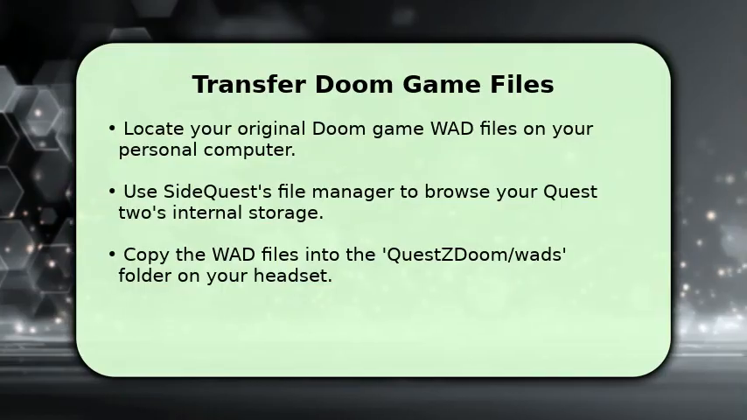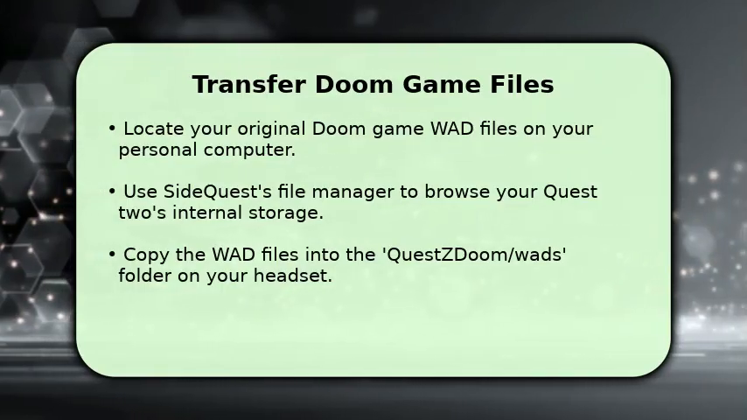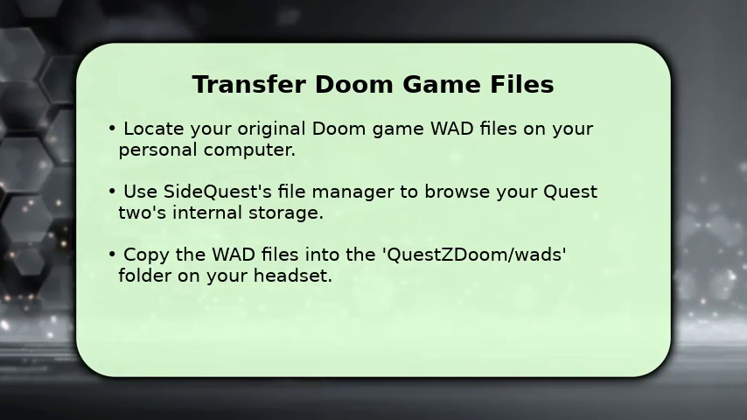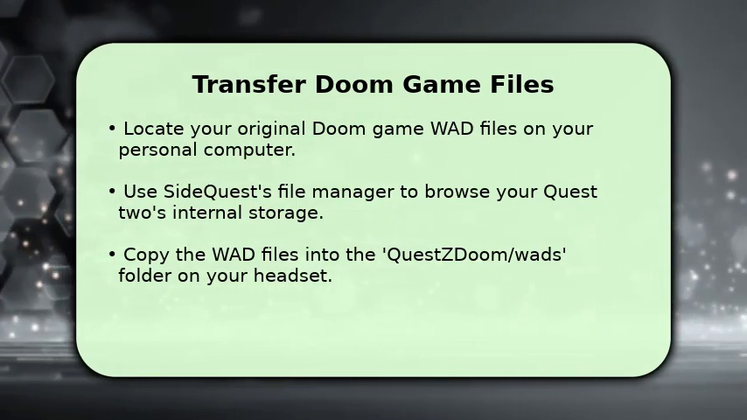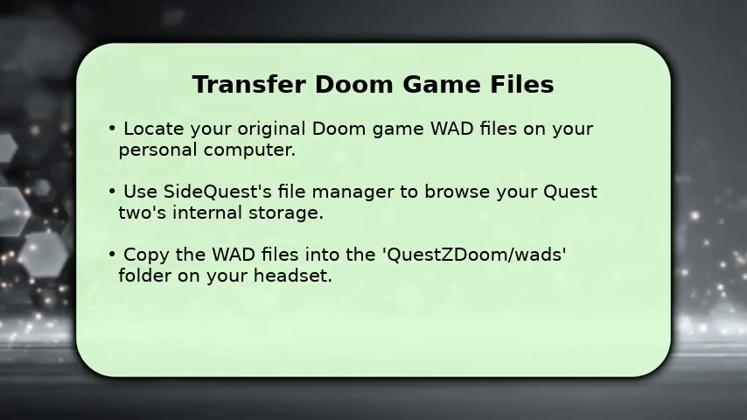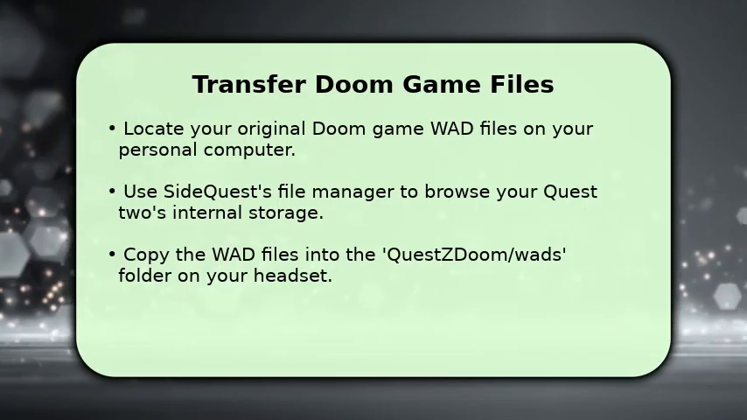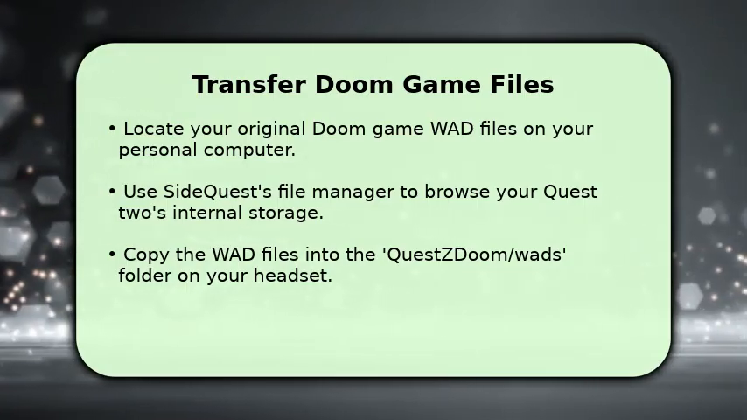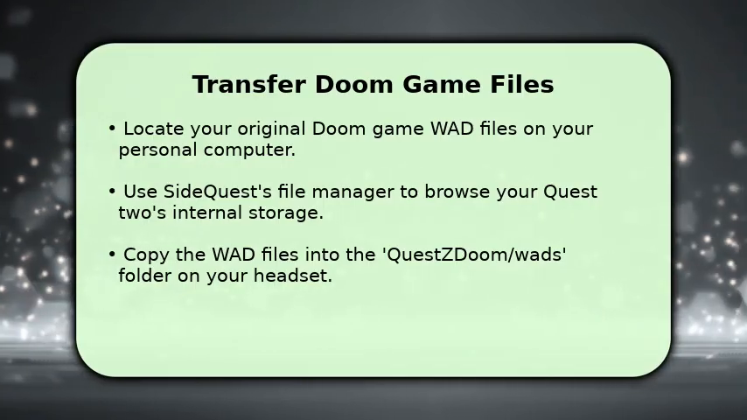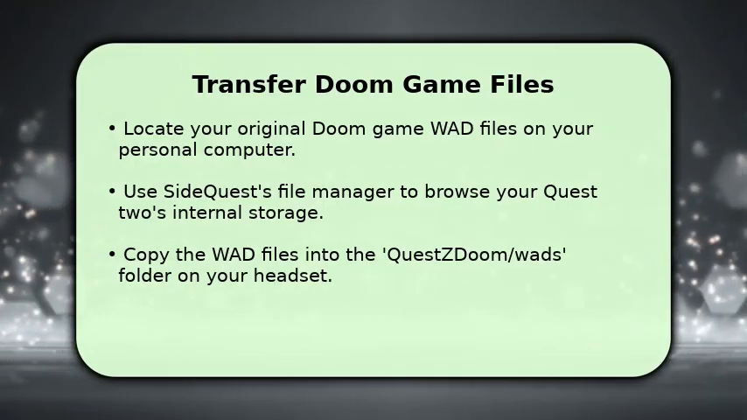With the Quest Z Doom launcher initialized, it's time to transfer your game files. On your computer, find the original Doom WAD files such as Doom.WAD or Doom2.WAD. Then, using Side Quest's file manager, navigate to your Quest 2's internal storage. Locate the Quest Z Doom folder, open it, and then find the WAD subfolder. Copy your WAD files directly into this WAD folder.